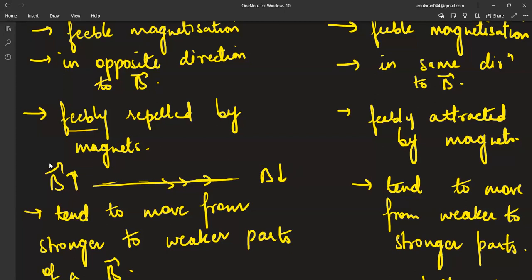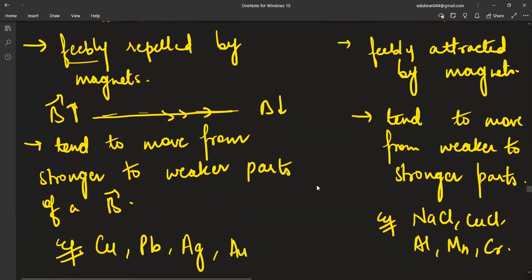Second point is that where one section will be having higher magnetic field, another section will be having lower magnetic field. So from the higher section of magnetic field, it will be traveling to the lower section of magnetic field. So this means it tends to move from stronger to weaker parts of magnetic field. These are the main points which I have written. Rest you will find in your table also. Uniform or non-uniform magnetic field, external field, all these.